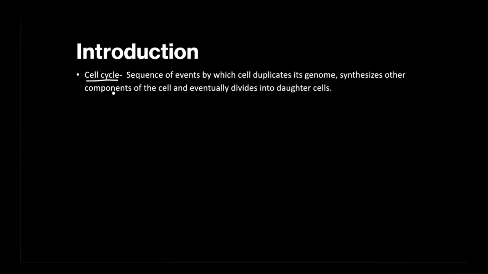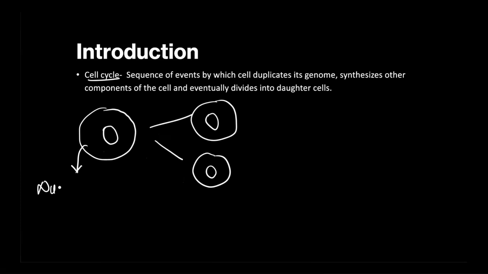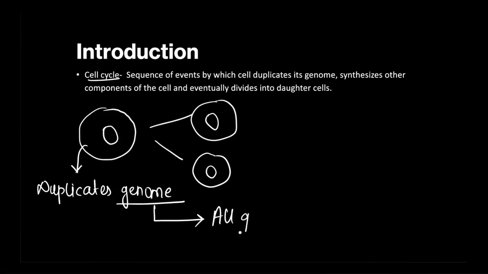What is the cell cycle? It is the sequence of events by which a cell duplicates its genome, synthesizes other components of the cell, and eventually divides into daughter cells. So when a cell wants to divide itself into, suppose, two daughter cells, it needs to duplicate its genome. What is the meaning of genome? Genome is the sum total of all genes present in a cell.